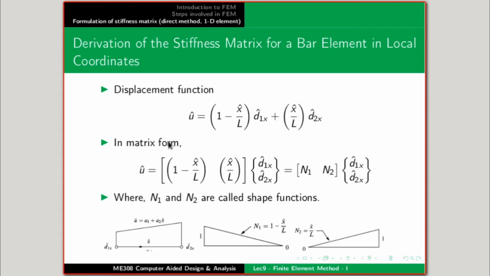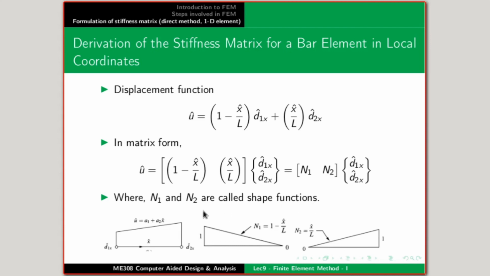The same expression can be represented in matrix form like this. We have a row matrix, a 1 by 2 matrix, 1 minus x cap by L and x cap by L. Similarly, you have a column vector d1x and d2x. This can be extended to any number of nodes, and a similar expression can be made. In this matrix, n1 represents 1 minus x cap by L and n2 represents x cap by L. These n1 and n2 are called shape functions.